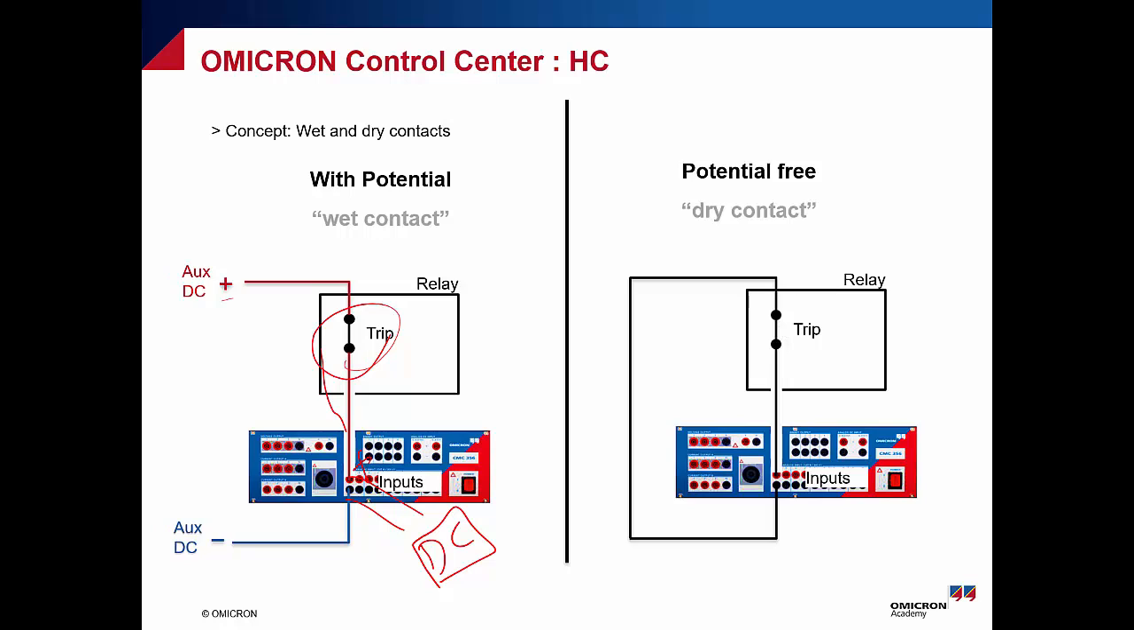But in the dry contact, it will sense only the resistance of this contact of the loop, the closing loop. No DC here as well.